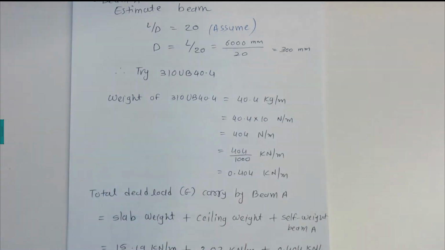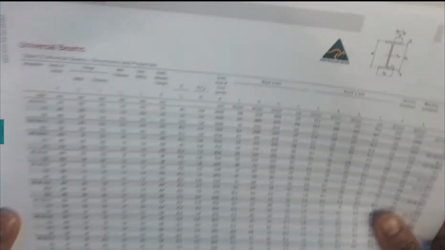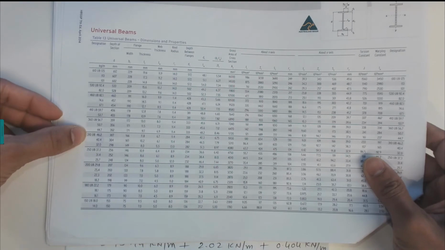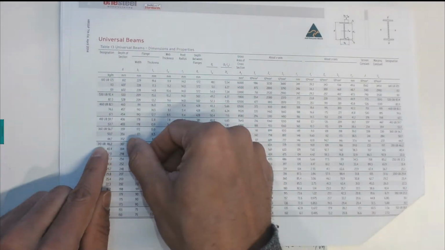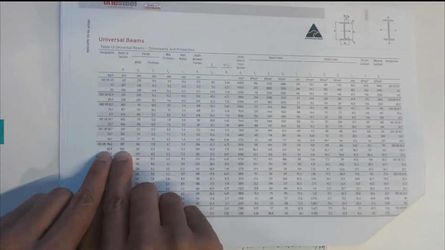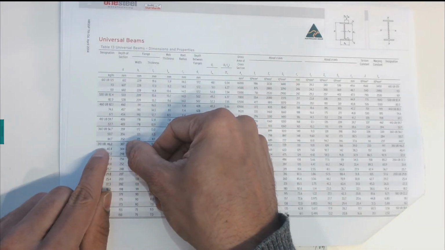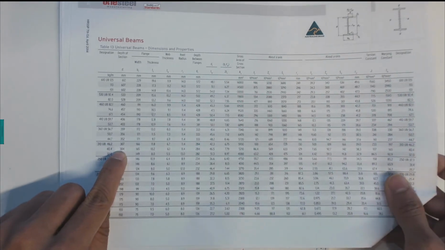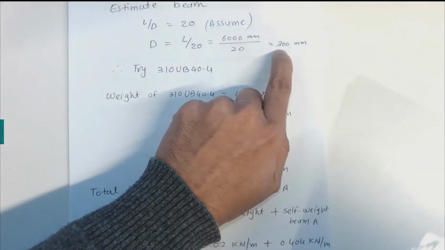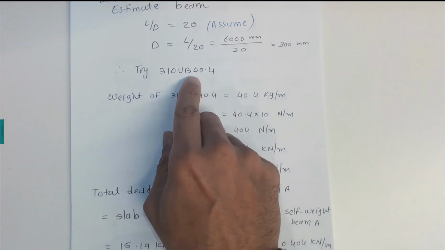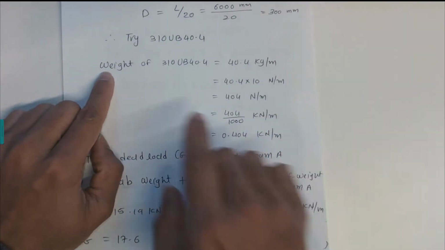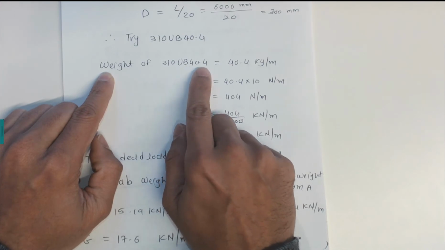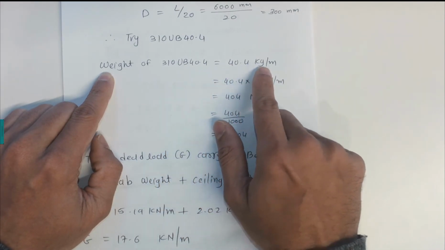So now that we have the depth, we can say we try a 310 UB. We are selecting this 310 because we can see close to 300 is 304, which is the depth. So we can select 310 UB 40.4 for a depth of 304, just slightly more than what we found here. That 310 UB 40.4 we're going to try, and the weight of that UB is 40.4 kg per meter.